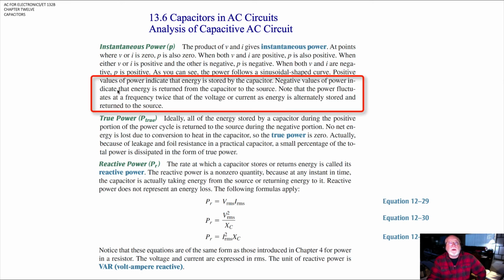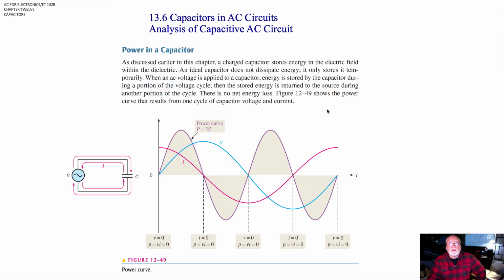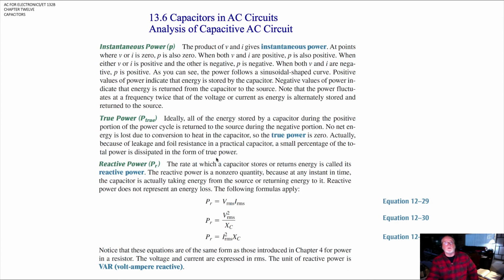Negative values of the power indicate the energy is returning from the capacitor back to the source. Note that the power fluctuates at a frequency of twice that of the voltage and current as energy is alternately stored and returned to the source. As we look at this, you can see that for a half cycle of voltage, we've got one complete cycle of power. So it's double the voltage frequency.